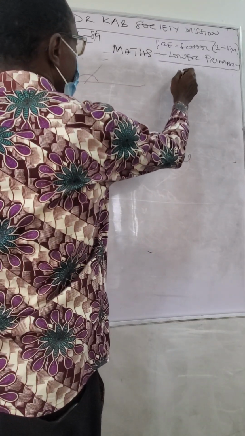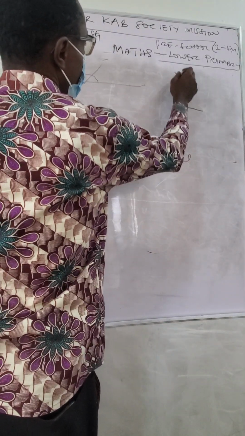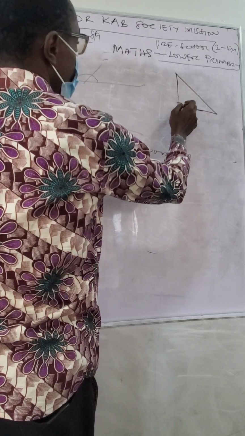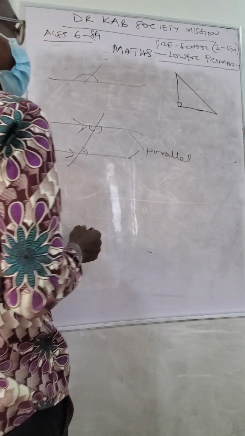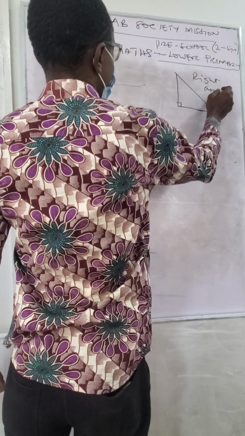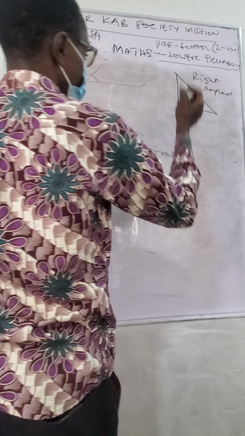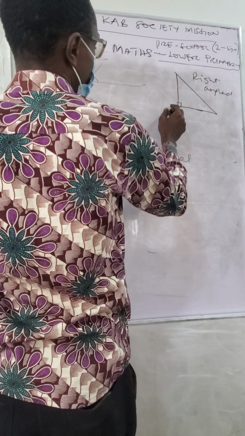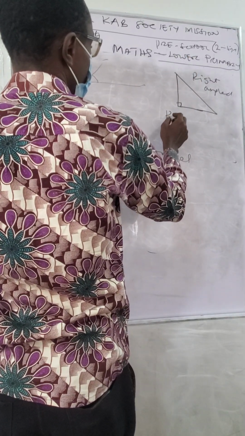Now we can have a triangle which can have one of the angles being a right angle. That means being 90 degrees. Okay, so this is a right angle triangle. Right angle triangle. Okay. Now when it comes to this one, we have what we call Pythagoras theorem.